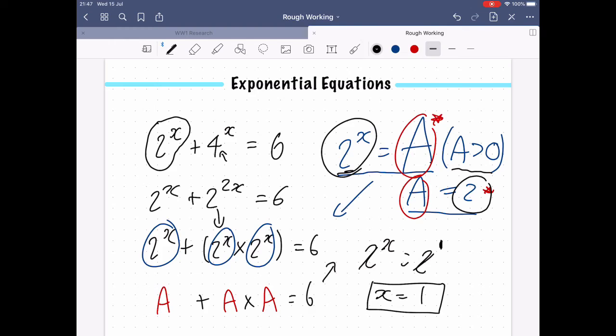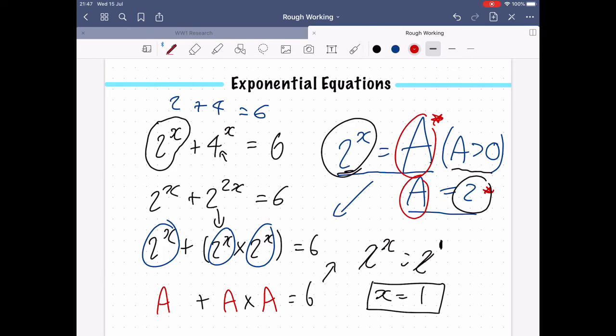And whilst you might have been able to figure that out just from looking at it, because 2 plus 4 equals 6, now we know that that's the only value. But there will be some cases when there will be more than one value, and this is the example that we're going to move on to just in a bit. And this is the method that you're going to use.